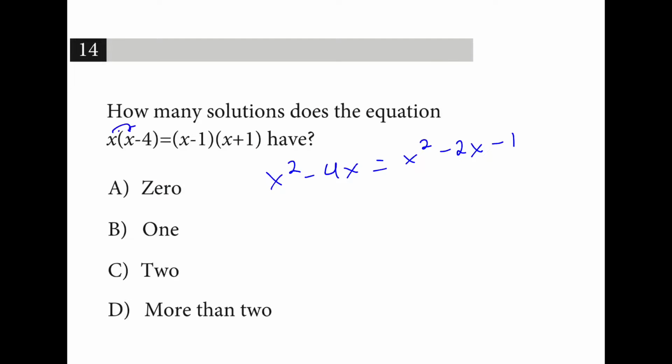If you distribute on the left and expand on the right by multiplying the binomials, this is what you get. The x squareds cancel each other out, and then we can move the 4x over here and the 1 over there, and there is one solution.